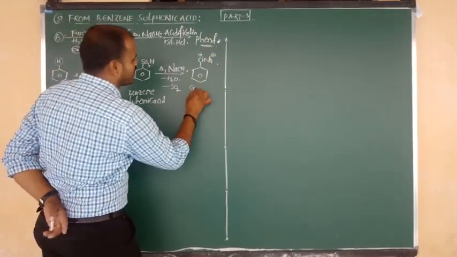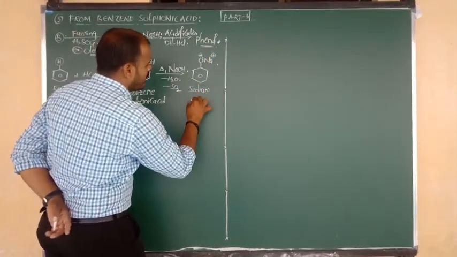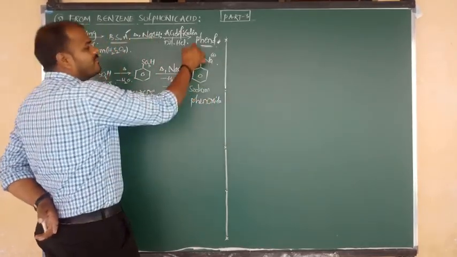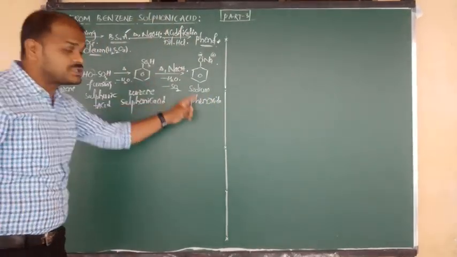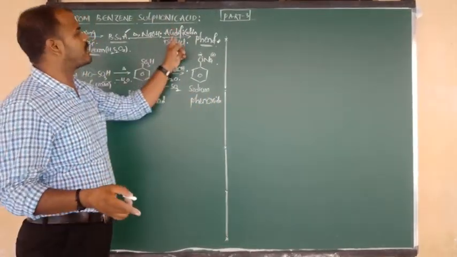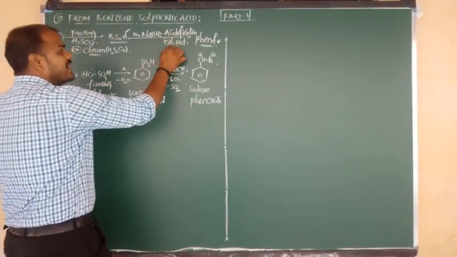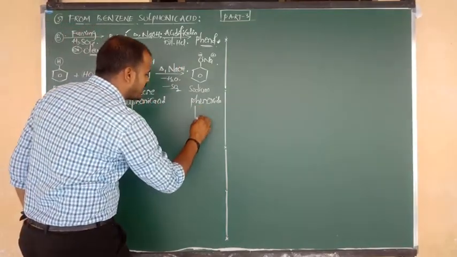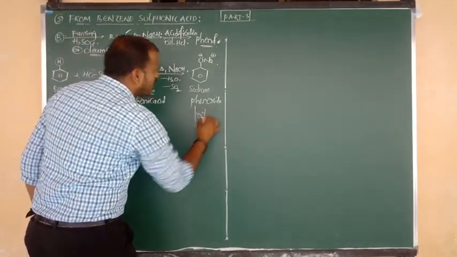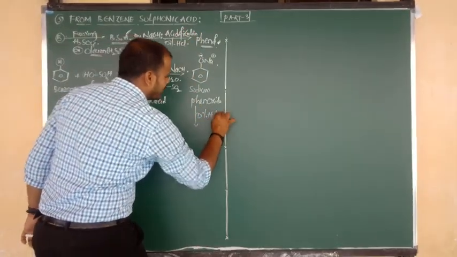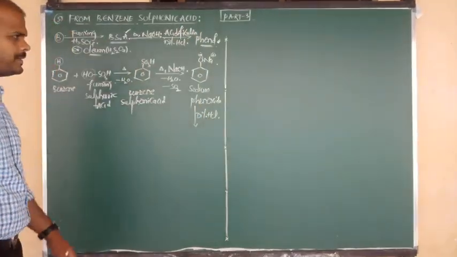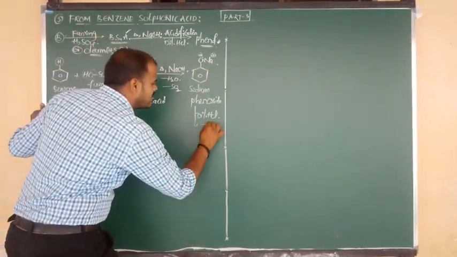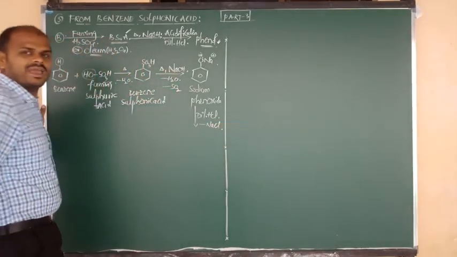This is called sodium phenoxide, which also came in yesterday's process. Now such sodium phenoxide salt undergoes acidification, with dilute or any mineral acid. Acidification takes place with dilute hydrochloric acid. Upon acidification, Na plus combines with Cl minus and is removed in the form of NaCl.